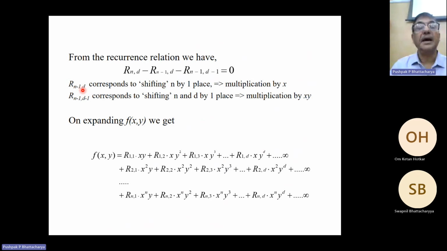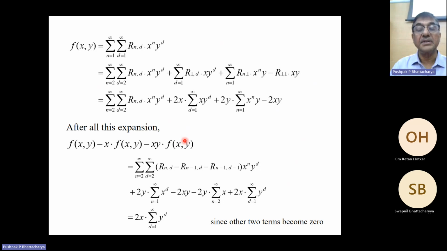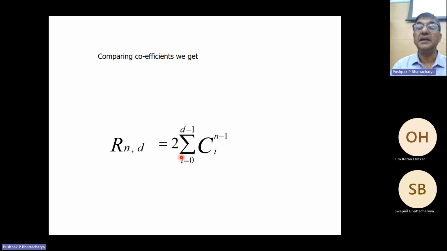Okay. And R(n-1,d) corresponds to shifting n by one place, multiplication by x. And R(n-1,d-1) corresponds to shifting n and d by one place each, multiplication by xy. So on expanding F(x,y), we'll get some expression, and we go ahead with the expansion. After all this expansion, by equating coefficients, we get R(n,d) is equal to 2 times the sum over i equal to 0 to d minus 1 of C(n-1,i), where C is the combination, the number of ways i things can be chosen out of n minus 1 things.